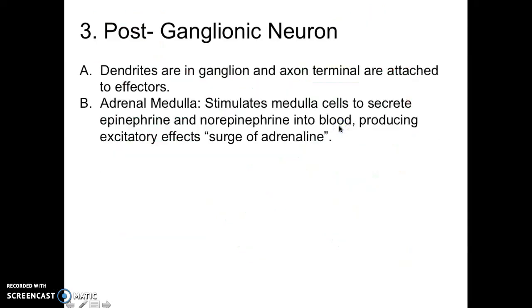Okay, so your postganglionic neuron, the dendrites are in the ganglion and the axon terminal are attached to the effectors. You also have your adrenal medulla, that's your adrenaline, right? It stimulates those cells, and what will happen is it will secrete more epinephrine and norepinephrine into the blood, producing that surge of adrenaline. So when you exercise and you feel amazing because you have all that norepinephrine and that adrenaline, that runner's high, that's what you're getting out of that.